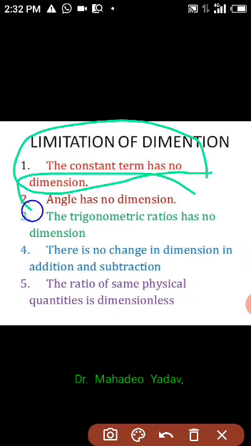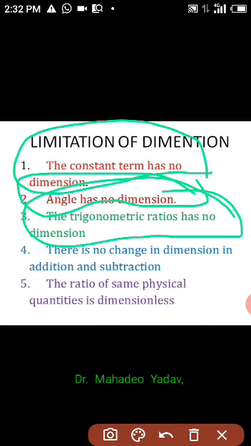Angle has no dimension, because it is the ratio of the same thing: length by length, perpendicular by hypotenuse, or arc by radius. So it has no dimension. Trigonometrical ratios also have no dimension. Sin theta, cos theta, tan theta have no dimension.